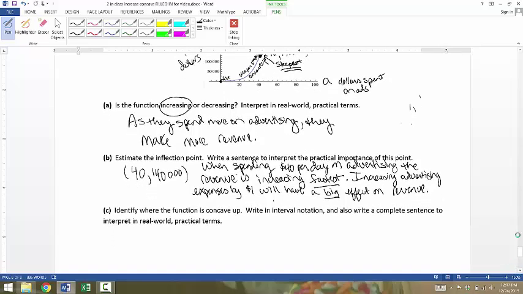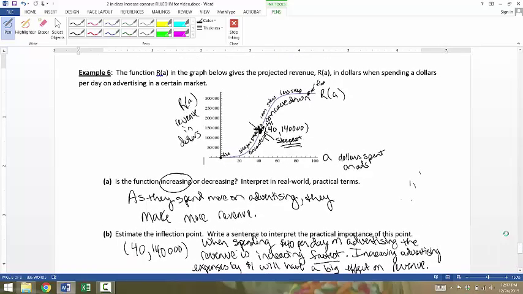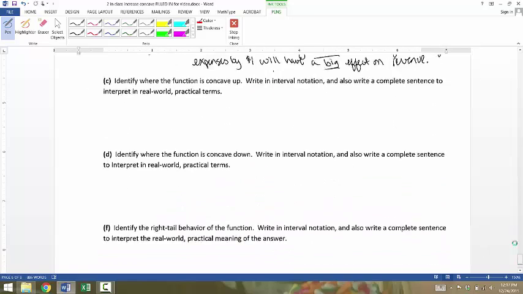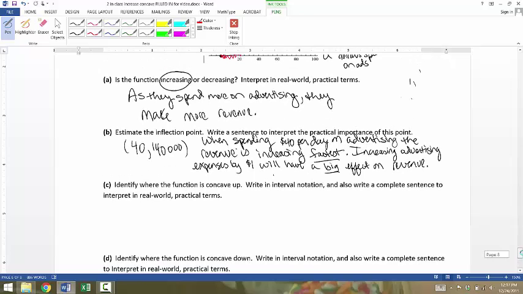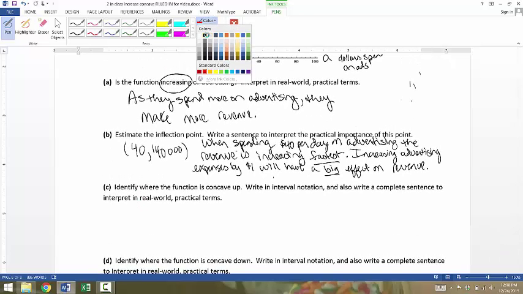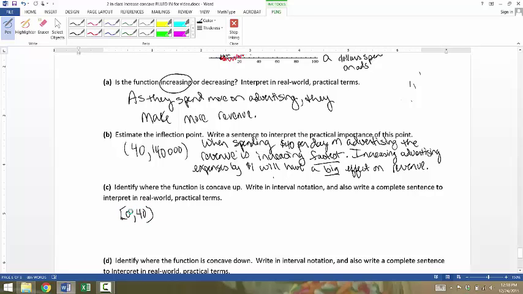Identify where the function's concave up. We'll write it in interval notation and interpret. Concave up, like the bowl is right side up. That's over here to the left of the inflection point. It looks like it's happening from 0 up to our inflection point at 40. So the interval where the function is concave up is 0 to 40. And this is telling us that when they increase from $0 to $40 in advertising expenses, revenue is increasing at a faster and faster pace.